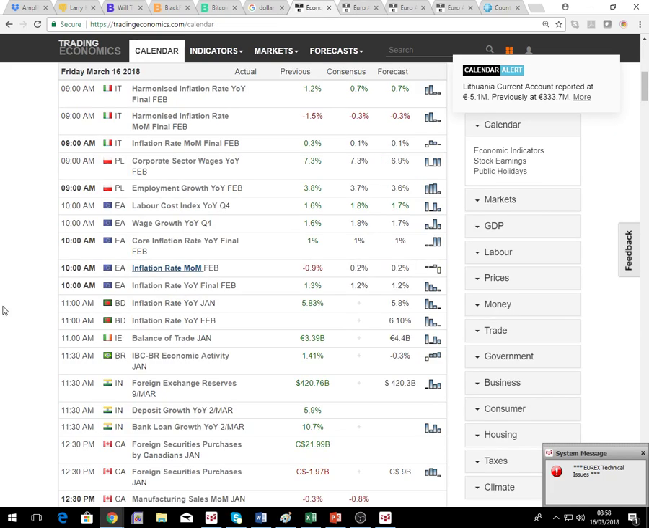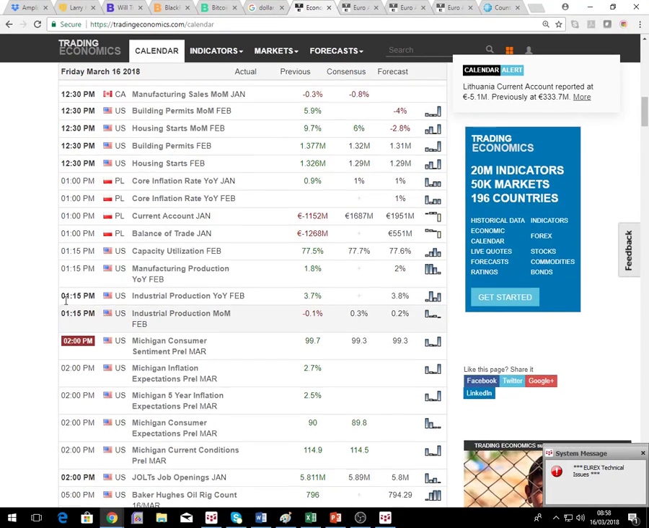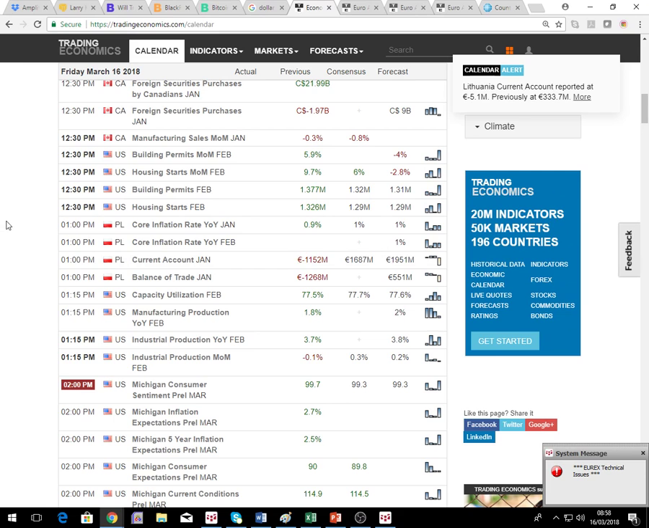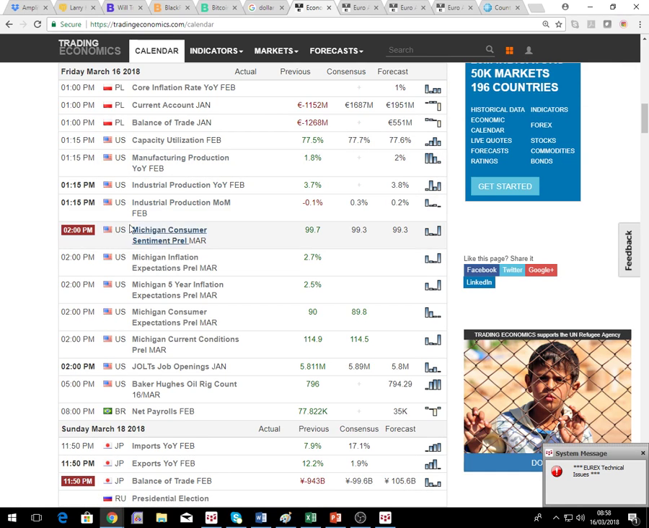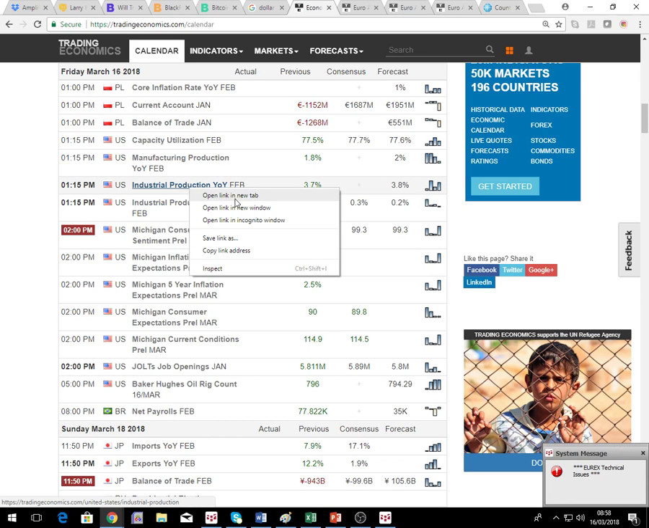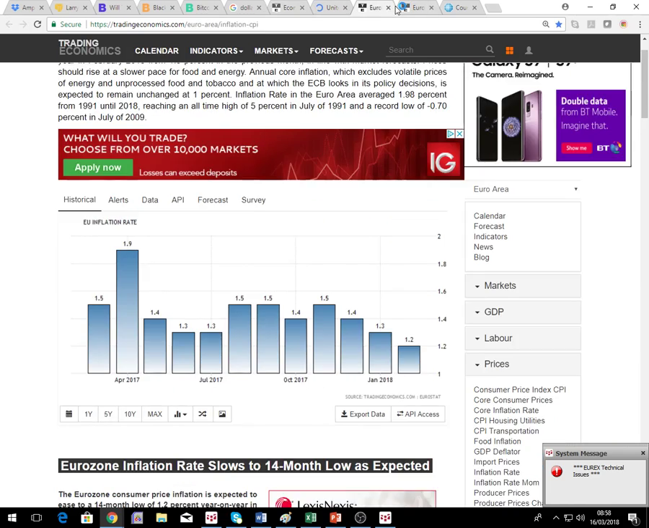Just flicking through the rest of the calendar, we have some sentiment data coming out later on. So we have building permits, not going to be market moving. Capacity utilization, manufacturing production year on year for the month of February, industrial production year on year for February. But these are of importance for sure. Again, February readings now midway through March. So quick flick through these.